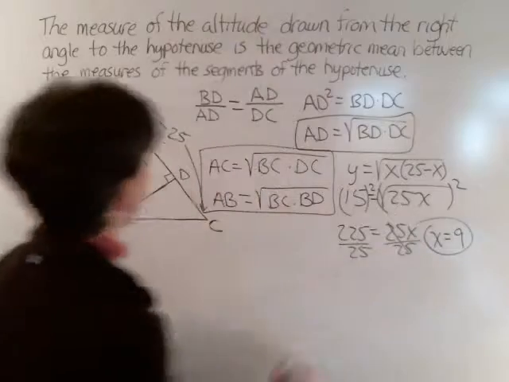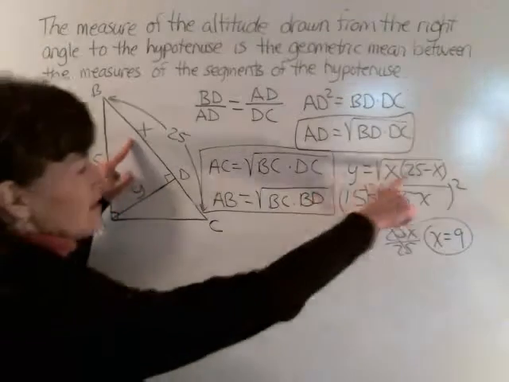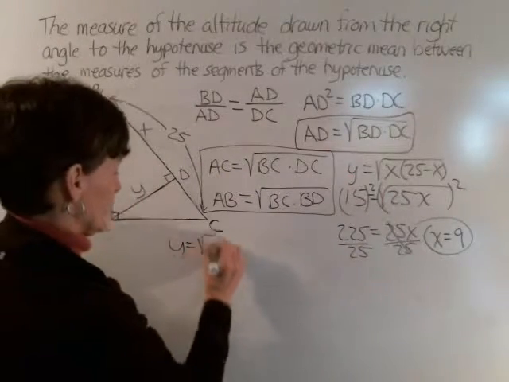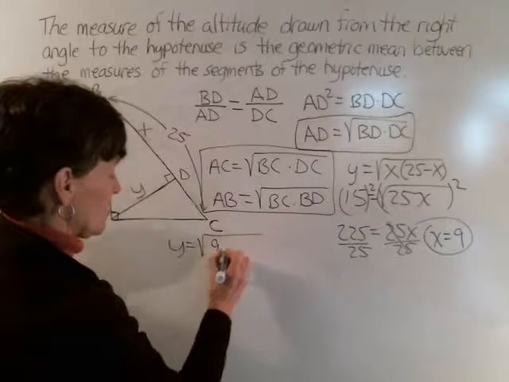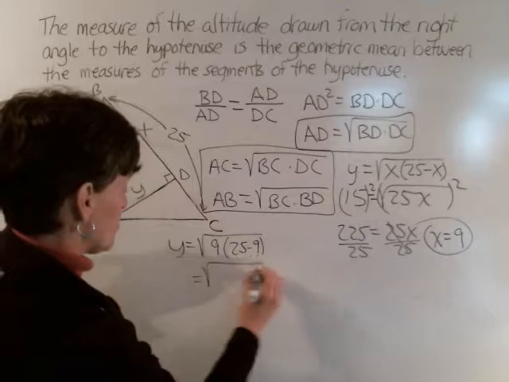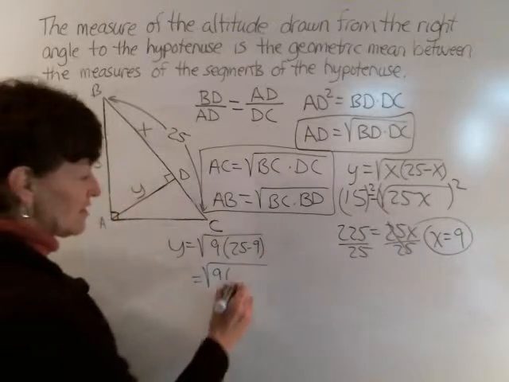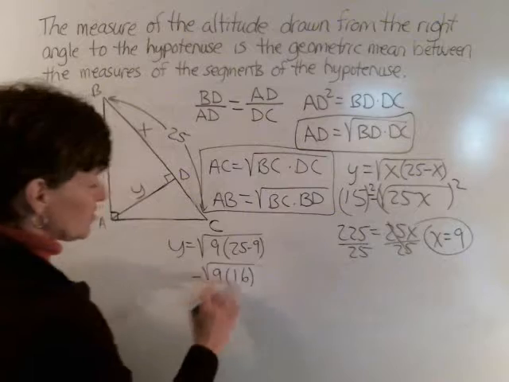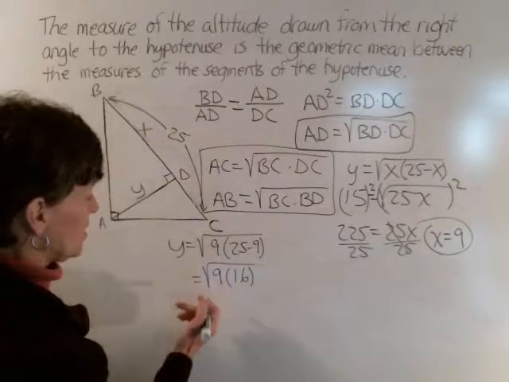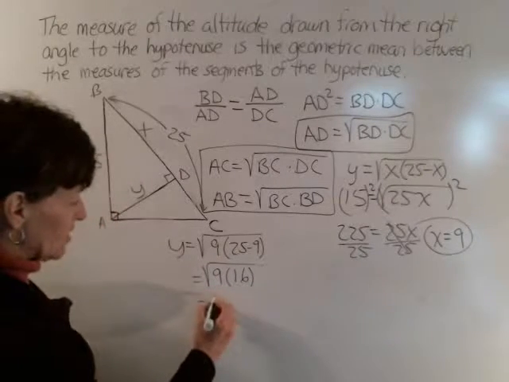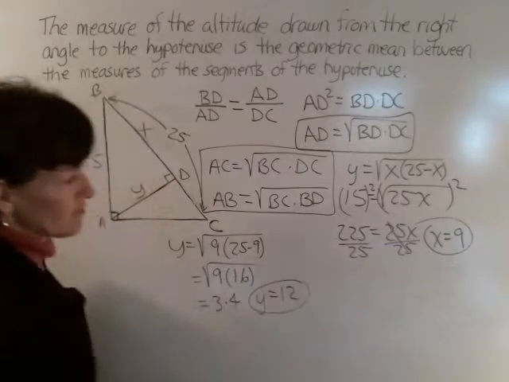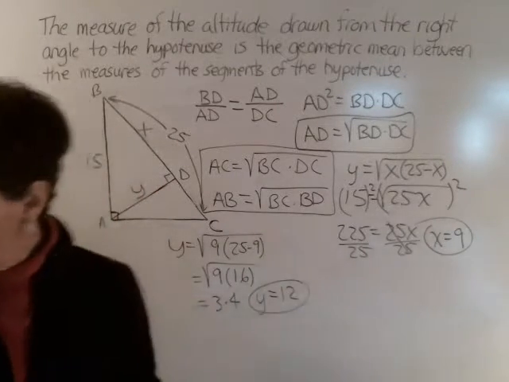So x is 9. When x is 9, then let's put that in right here. So for this equation, I'm going to rewrite it over here. Square root of, now I'm going to put my 9 right there, and then 25 minus 9 right here. So y equals the square root of 9 times... now 25 minus 9 is 16. You do not want to multiply these together. It's so much easier to go ahead and simplify your square root the way it's written. Square root of 9 is 3. The square root of 16 is 4. So y equals 12.